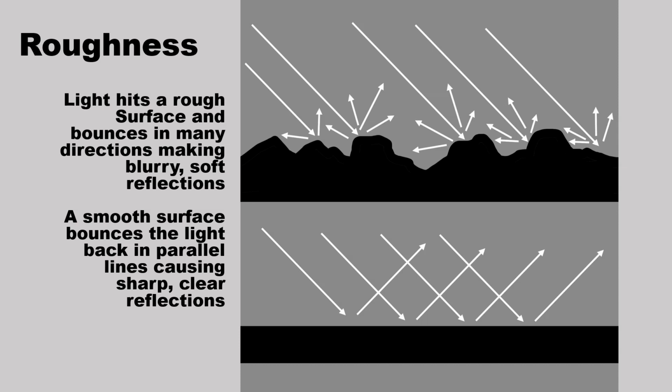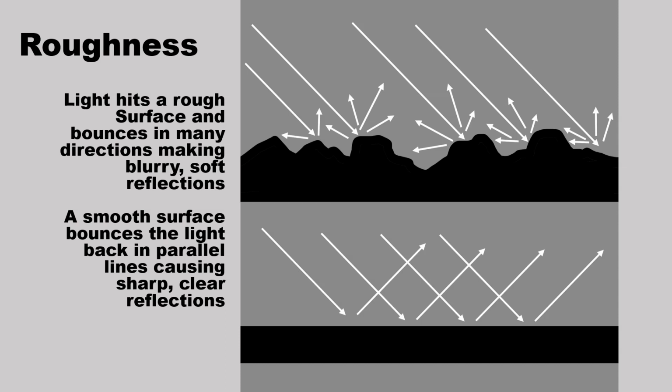So the reason that rough surfaces look rough is that all those little cracks and crevices break up the light and send the light bouncing off in all directions, so the surface looks matte. A smooth surface bounces all the light at right angles, making for sharper reflections.